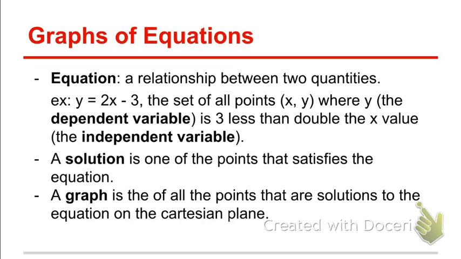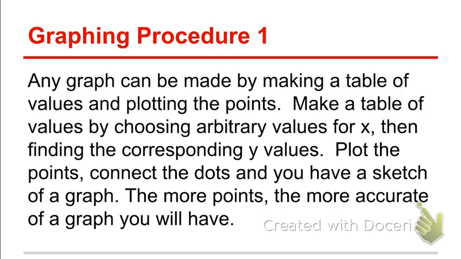A solution is one of the infinite amount of points that satisfies the equation, so one that makes it true. And when you take all the solutions and plot them on an xy axis, then that is called the graph. Throughout the year we're going to learn a couple different ways to graph different types of equations, but the one that you need to know for every single graph is just plotting points, making a table of values. So making up arbitrary random values for x, plugging them in, seeing what the y values are, and then plotting them. And the more dots you make, the more accurate a graph you'll have.